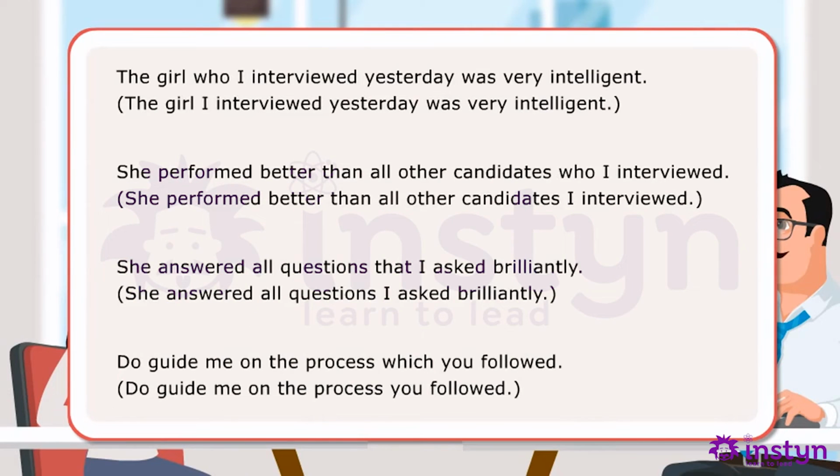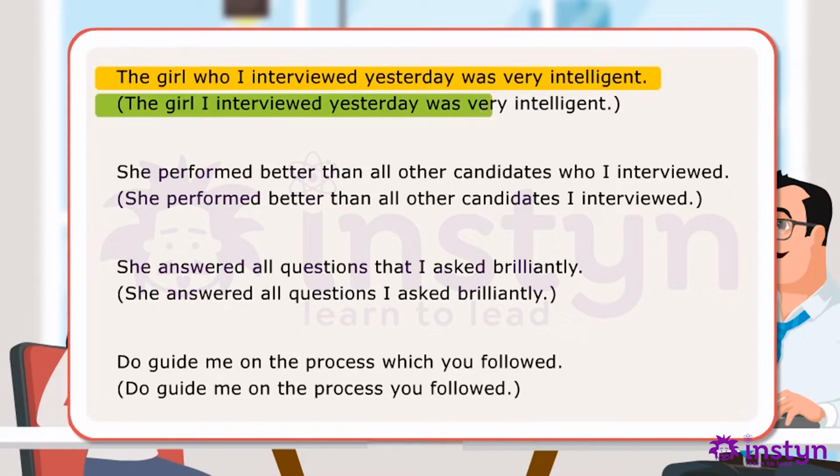In the dialogues, Shraddha and Anup have used relative clauses with or without who, that, which to express themselves. Here are examples of sentences using relative clauses with who, that, which, and the same examples of relative clauses without who, that, which. The girl who I interviewed yesterday was very intelligent. The girl I interviewed yesterday was very intelligent.